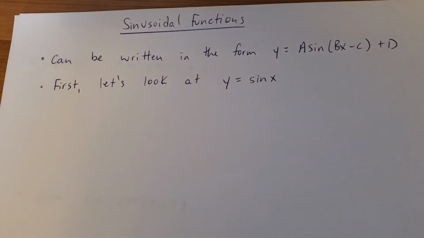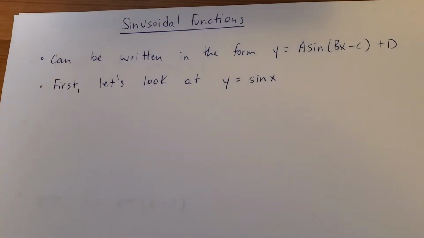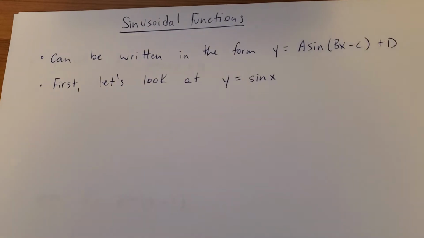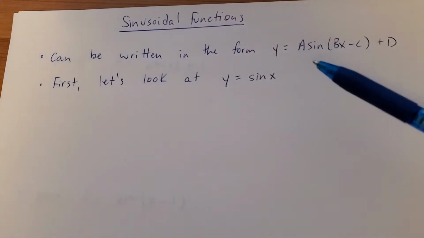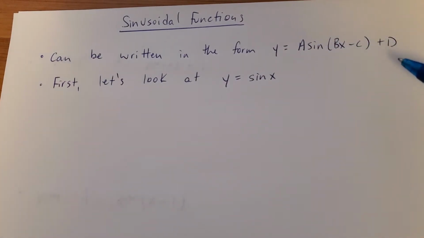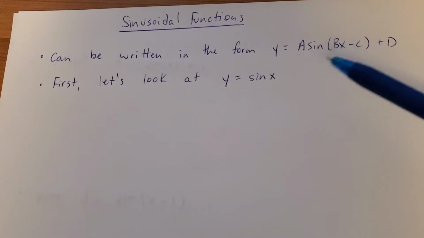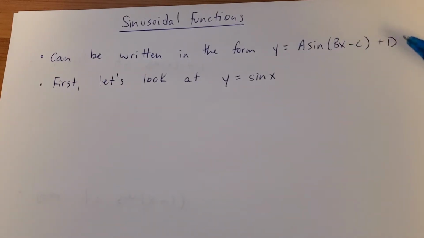All right, hi math class. We're going to look at sinusoidal functions today. I'm going to show you lots of stuff on my calculator. All right, sinusoidal functions can be written like this. So it's sine with four numbers, A, B, C, and D. We're going to investigate what each of these things does to the graph.